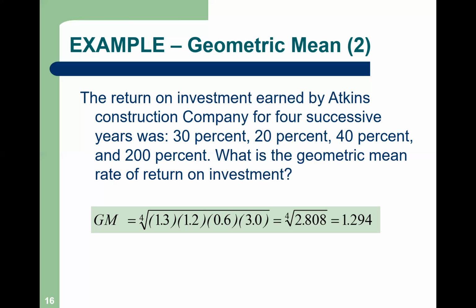Then we will multiply all these values, and we will take a fourth root, because these are 4 values, and the answer would be 1.294. We will subtract 1, and it would be 29.4%.